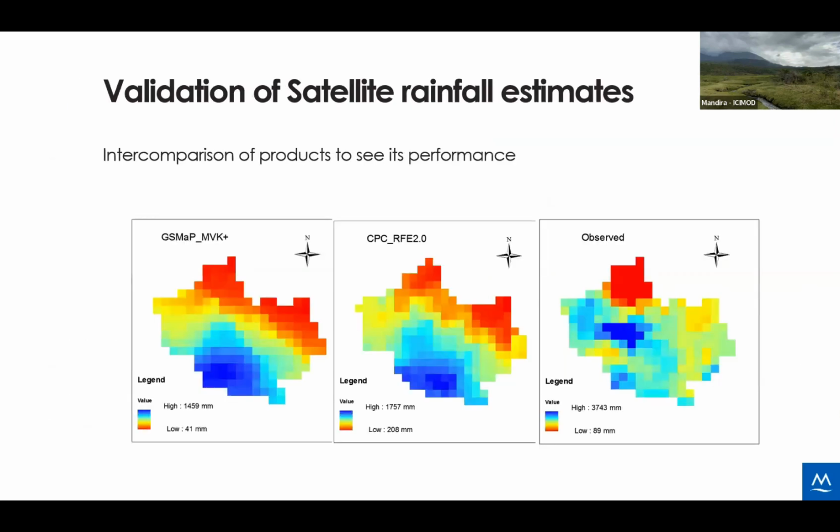So, straight using the satellite-based rainfall estimates without validation is not much of use. You need to validate this information and see how it matches with the observed data sets. And then you can use this information for those various purposes that I just described.